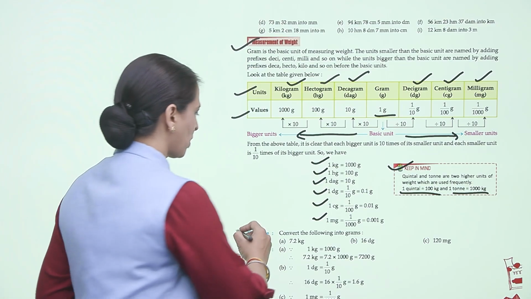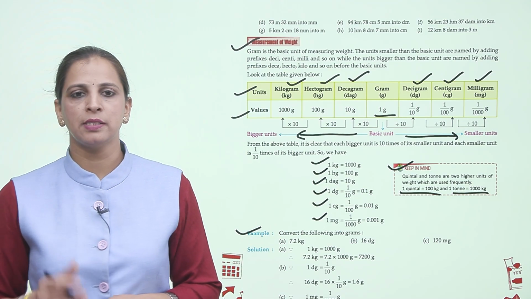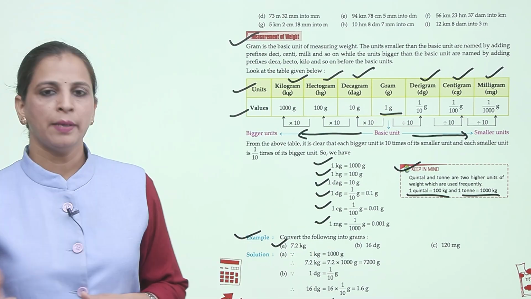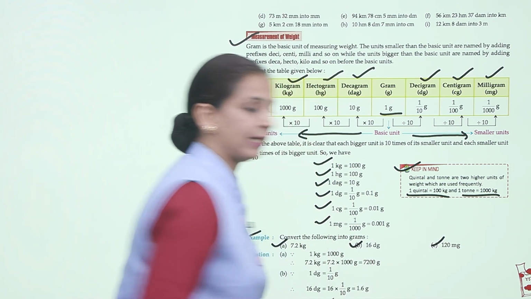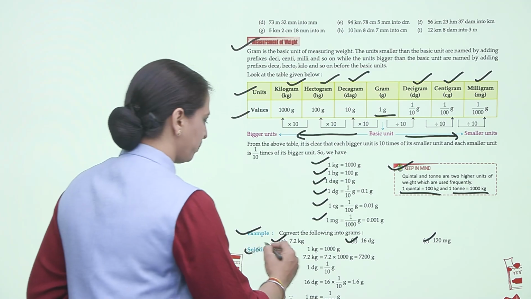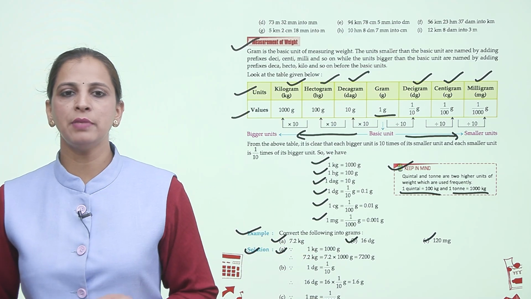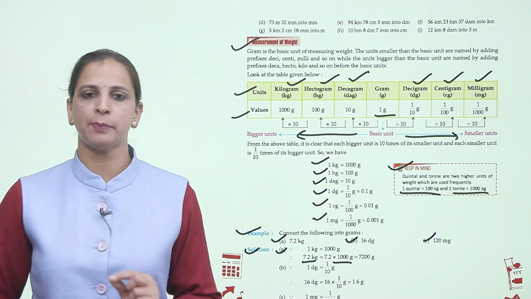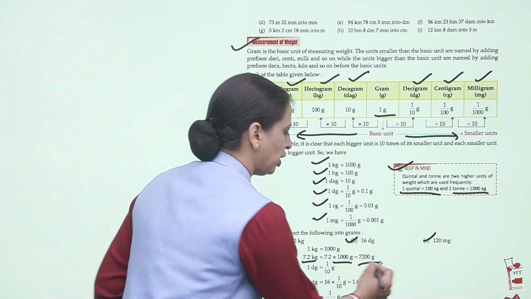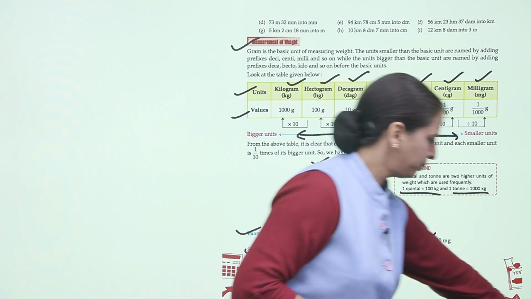Let's do an example. Convert the following into grams. A part 7.2 kilogram, B is 16 decigram and C is 120 milligram. Let's solve. A part, we know that 1 kilogram is equal to 1000 gram. So 7.2 kilogram is equal to 7.2 multiplied by 1000 is equal to 7200 grams.